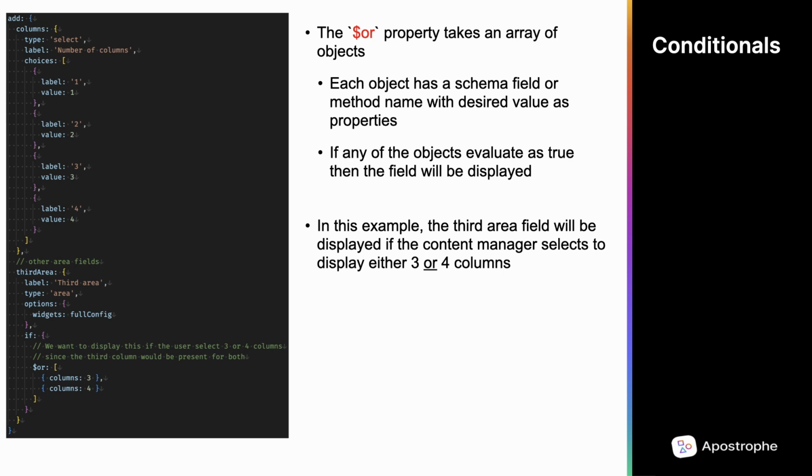The if property object can also contain a $or property that takes an array of objects. Each of the objects in the array contains a schema field name as a property and the desired match for a value. However, this will evaluate to true if any of the fields evaluates as true.